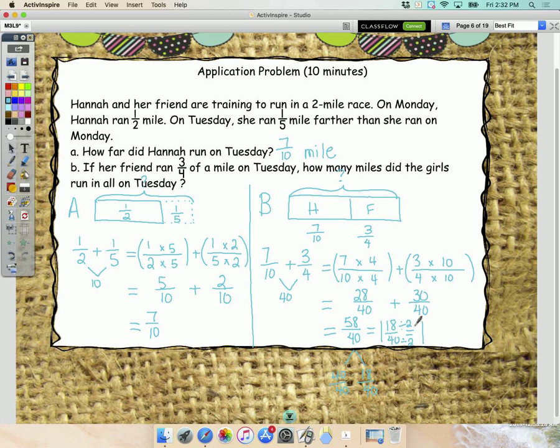So 18 divided by 2 equals 9. 40 divided by 2 equals 20. So altogether, the girls ran 1 9/20 of a mile. So almost 1.5 miles. Okay, so that's pretty much the lesson today.